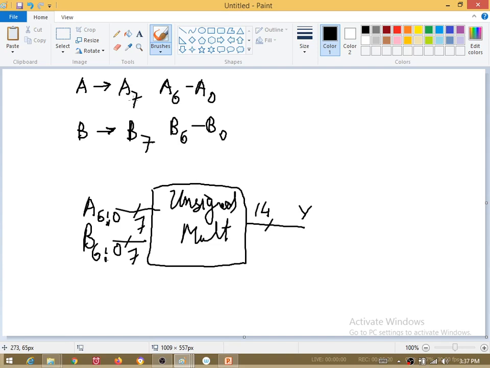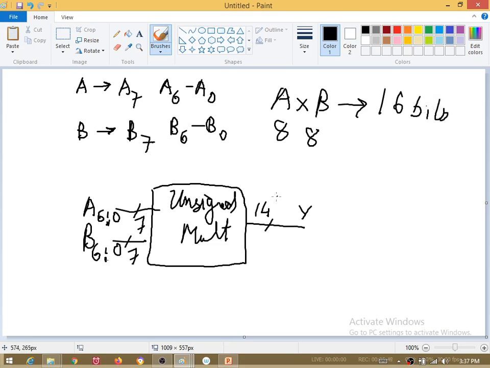Now remember that overall A is how many bits? 8 bits. B is how many bits? 8 bits. So we saw earlier today that our rule is that if I multiply an 8-bit number with an 8-bit number, so if I multiply A and B, both of them are 8 bits, my answer is going to be 16 bits, correct?